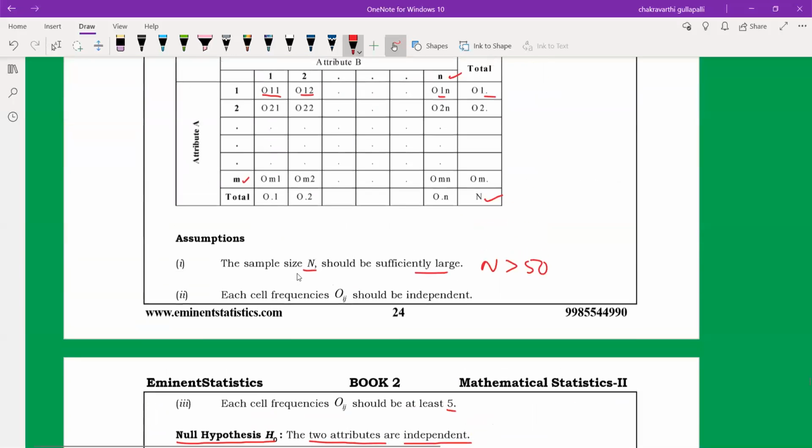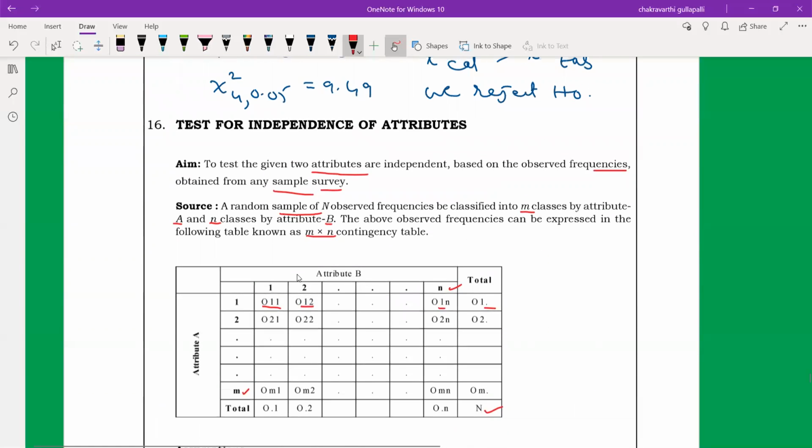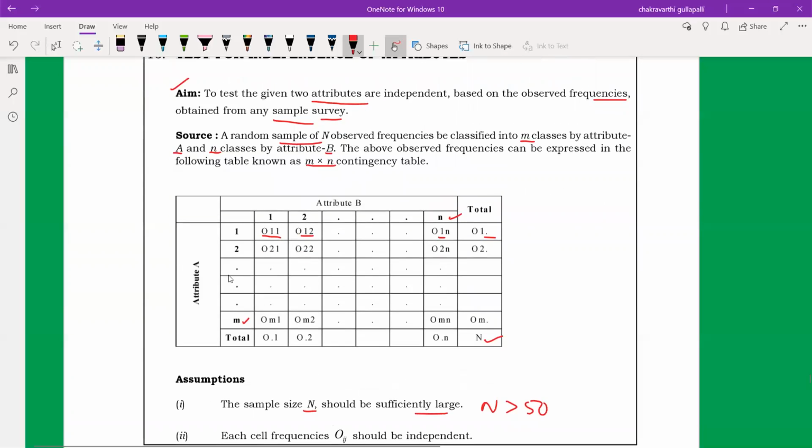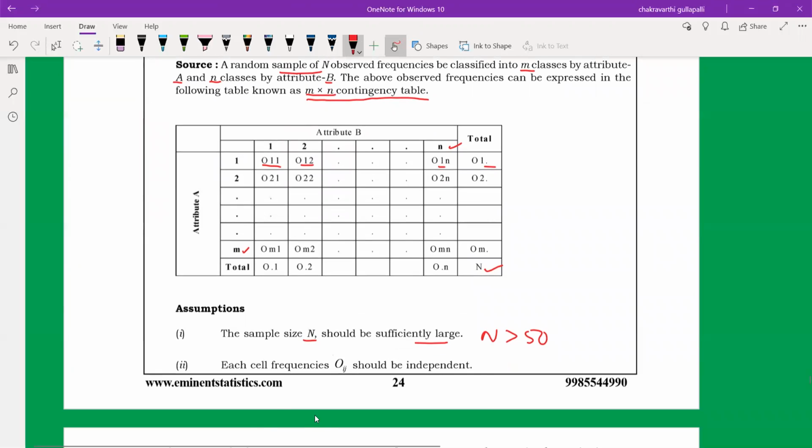But from the examination point of view, you concentrate on what the aim of the test is. Aim of the test. And which table is used for the independence of attributes? M by N contingency table. This is a very important point. Which table is used to test the independence of attributes? The answer is M by N contingency table. Row totals are also called marginal totals. Column totals are also called marginal totals.